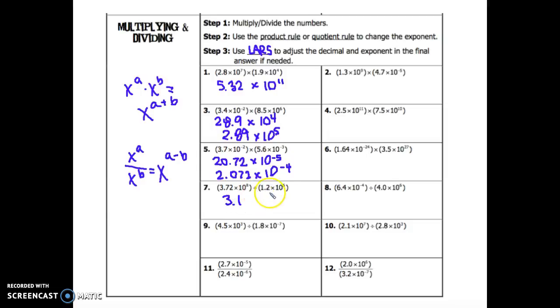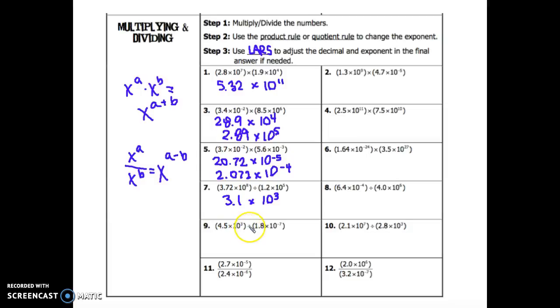And we've got 10 to the 8th divided by 10 to the 5th. Remember that our rules of division told us to subtract the exponents. So 8 minus 5 will give us the answer of 10 to the 3rd. Double checking, this is definitely in scientific notation, so there's our final answer.